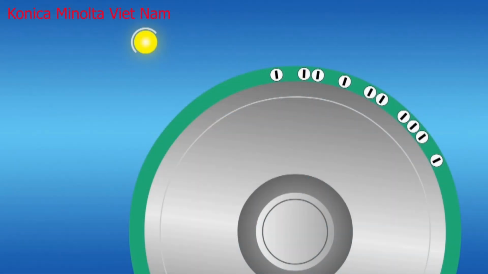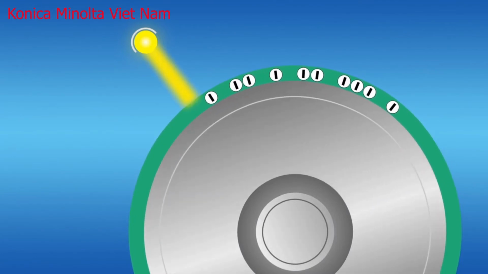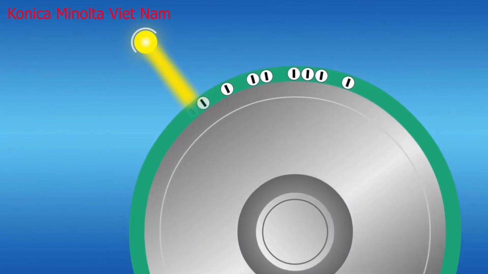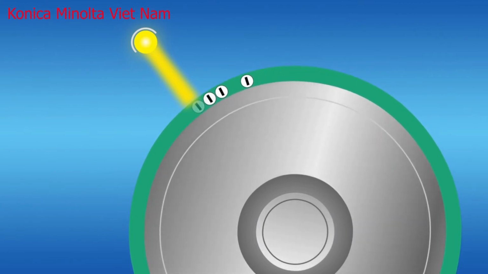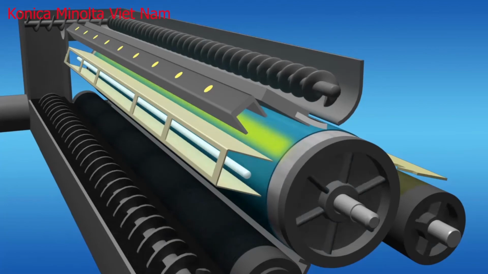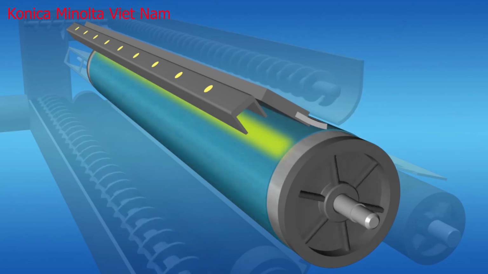When viewing the drum surface after cleaning, you can see that the electrical charge still remains. The eraser lamp completely removes the remaining charge by irradiating the entire drum surface with light. Now that the drum has been thoroughly cleaned, it returns to the process starting from charging.